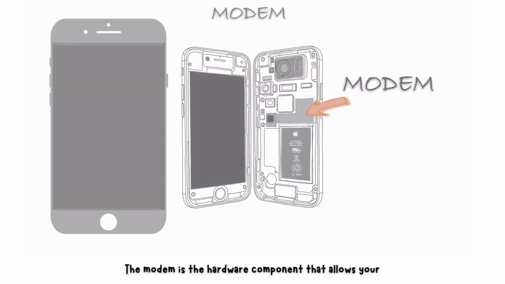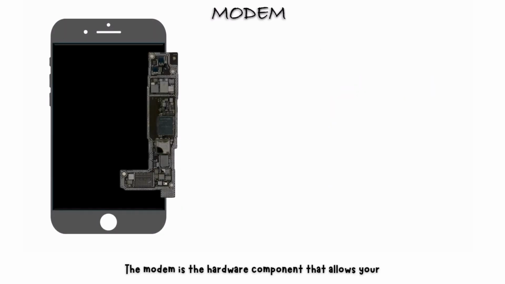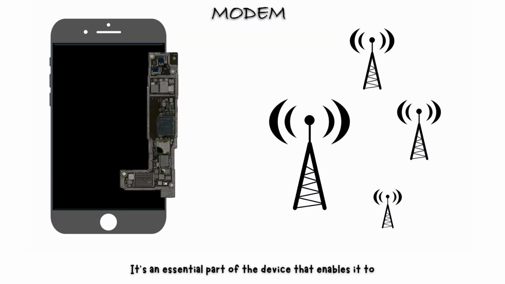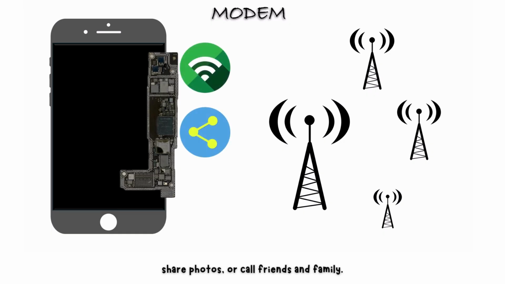Modem. The modem is the hardware component that allows your smartphone to communicate with other smartphones and, more broadly, with the entire mobile network. It's an essential part of the device that enables it to connect to the network, allowing you to send and receive data, share photos, or call friends and family.